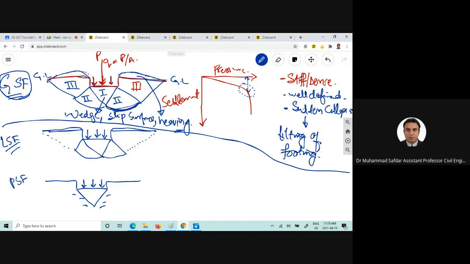Okay. Now, in case of local shear failure mode, we will have a wedge here, which will be created just beneath the foundation, and there will also be a slip surface, and this portion is not prominent, and a little bit of heaving will also occur in case of local shear failure.